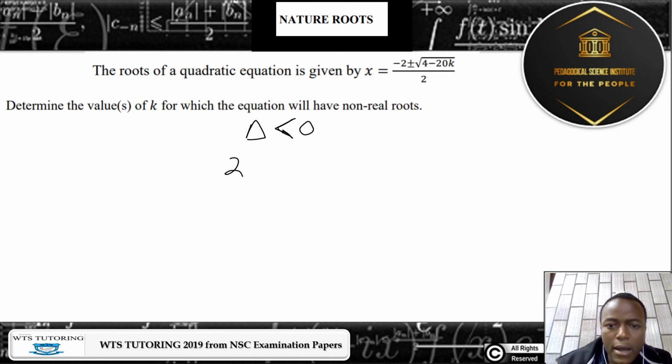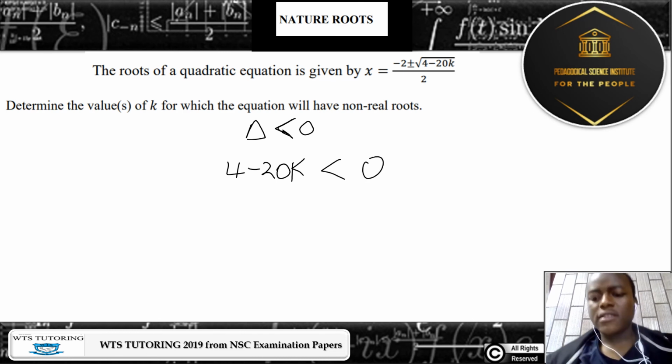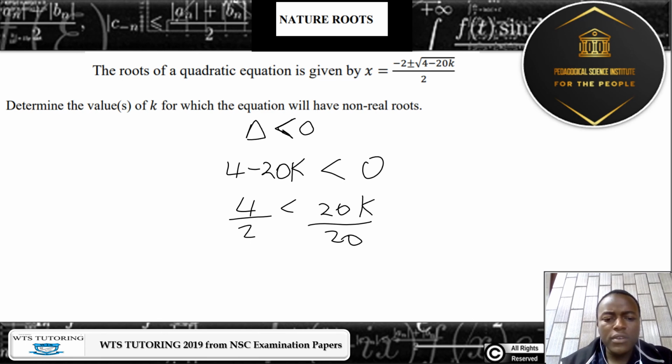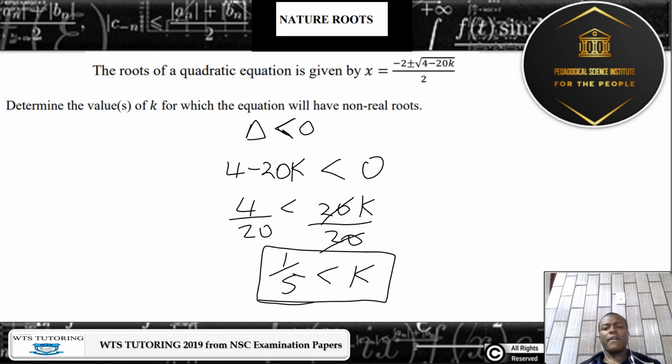So we just say, 4 minus 20k is less than 0. Then I can take 20k to that side, so it will be 4 is less than 20k. When it goes that side, I divide by 20, and this cancels this one. My k will be greater than 1 over 5. So that will be the answer.